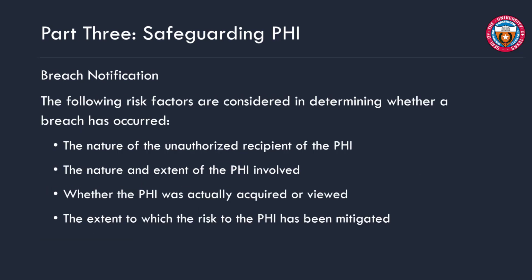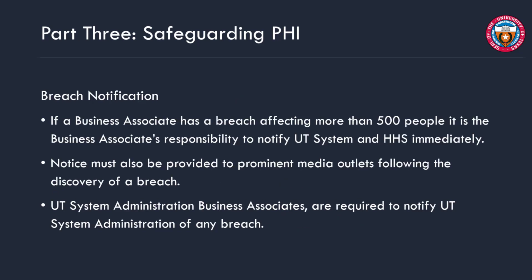The following risk factors are considered in determining whether a breach has occurred: the nature of the unauthorized recipient of the PHI, the nature and extent of the PHI involved, whether the PHI was actually acquired or viewed, and the extent to which the risk to the PHI has been mitigated. If a business associate has a breach affecting more than 500 people, it is the business associate's responsibility to notify UT System and HHS immediately. Notice must also be provided to prominent media outlets following the discovery of a breach.